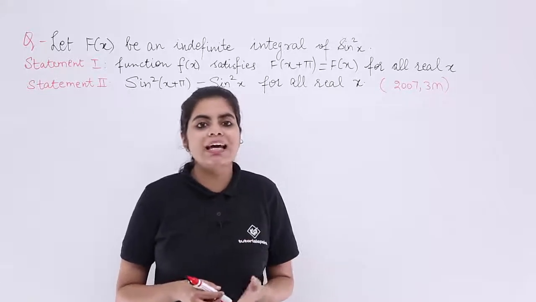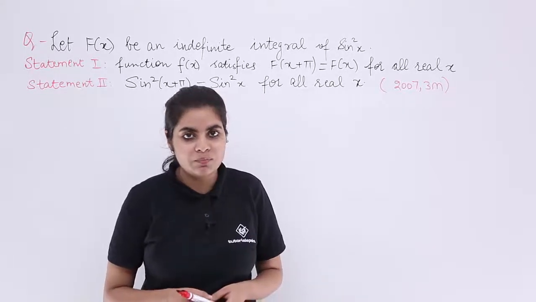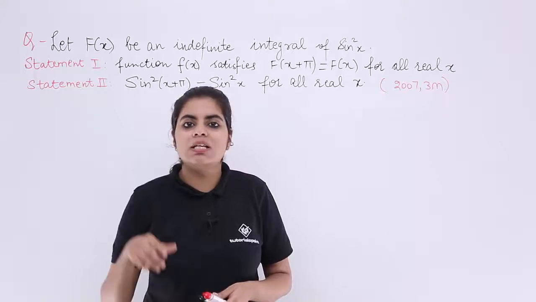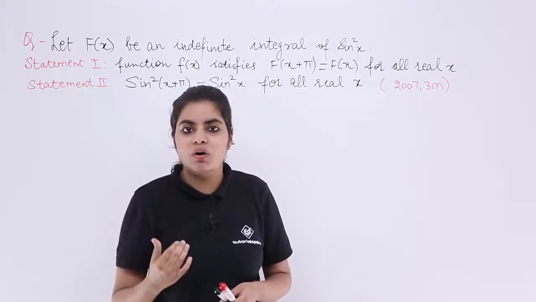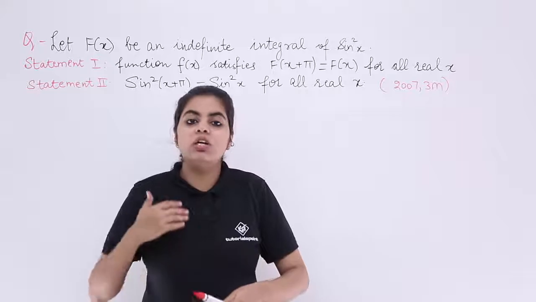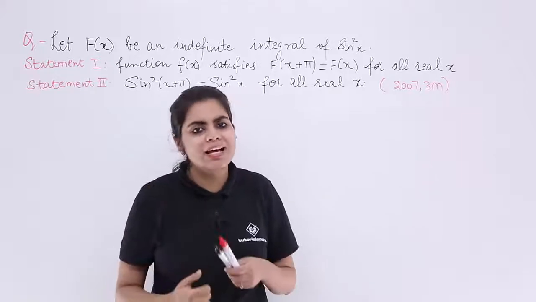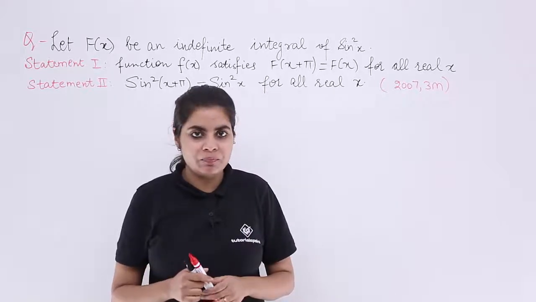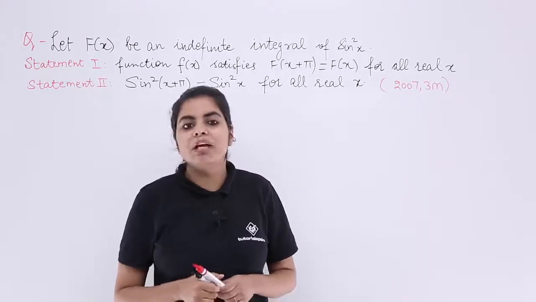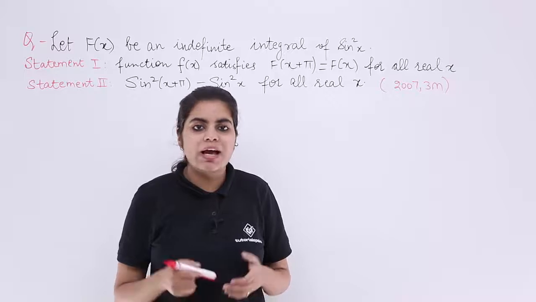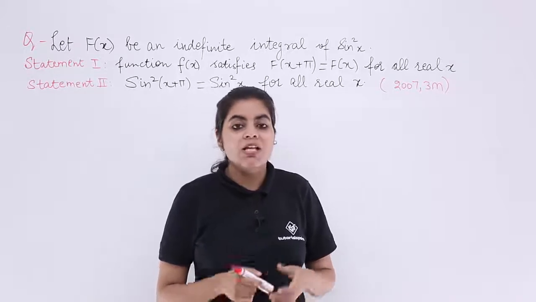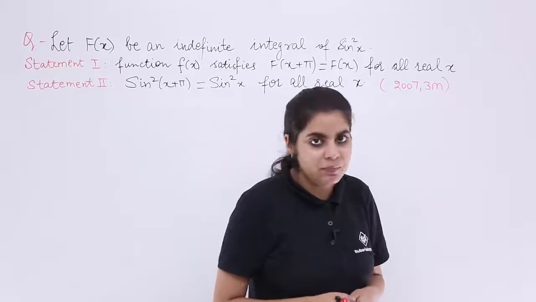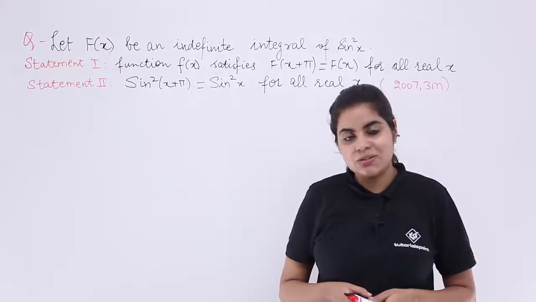It was basically an assertion reason question, wherein you were supposed to see which statement is true, which is false, whether statement 2 is the cause of statement 1, and so on. So basically we have a question with 2 statements, and we have to tell which statement is true and which is not true. So let's read the question together and see what it has to say.